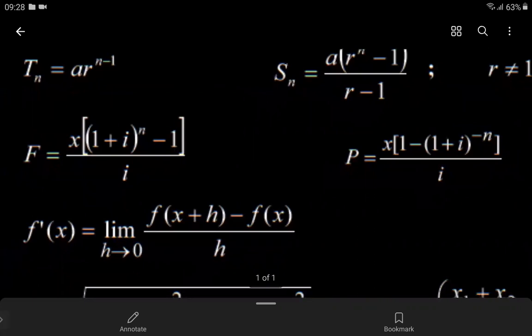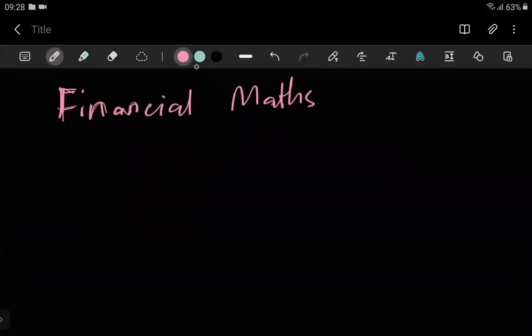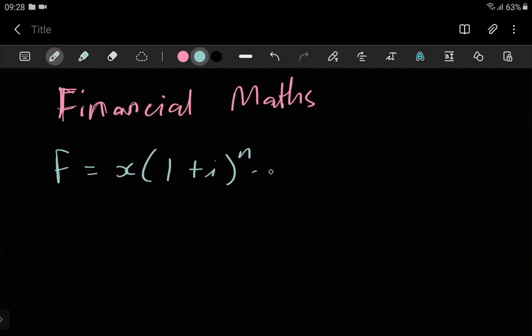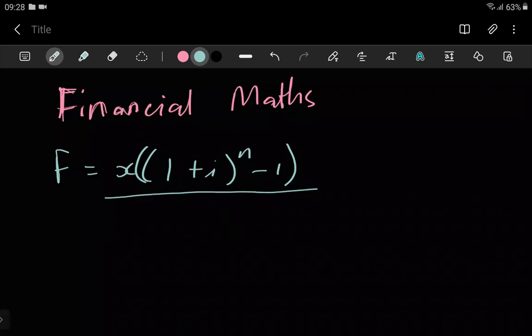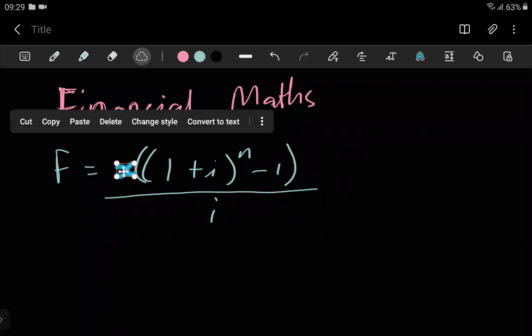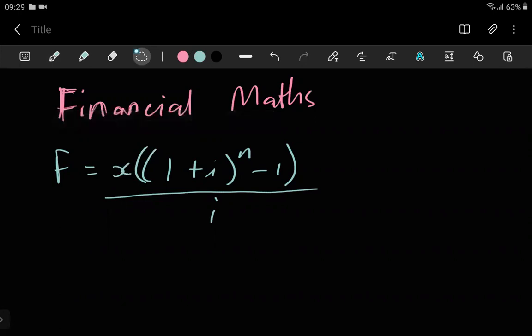Funny enough, these are the kinds of formulas that, as you start using them, just stick. So let's start with the F formula. F is equal to x times (1 plus i to the power of n, minus 1), the whole thing over i. The good news is that n and i we already know. So let's start with what n and i are.